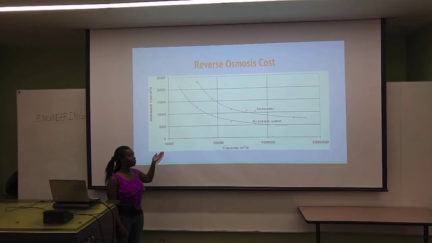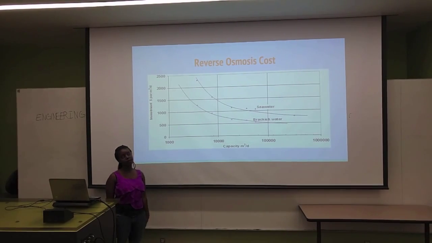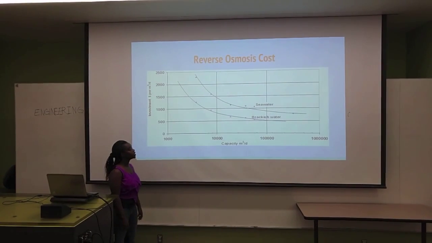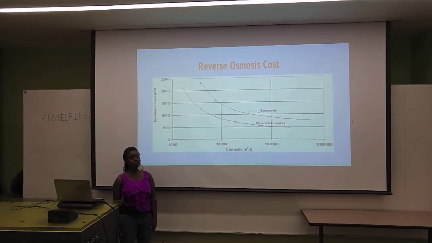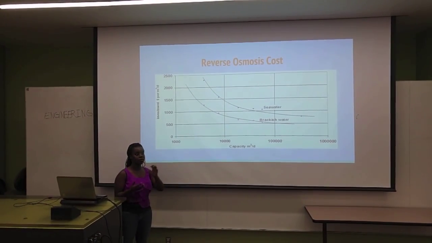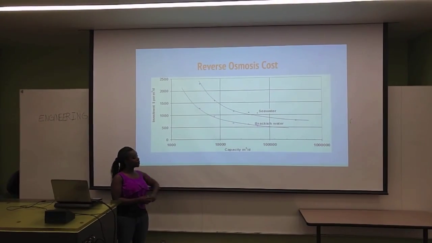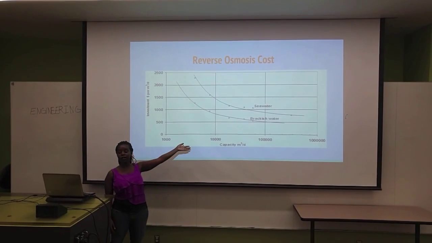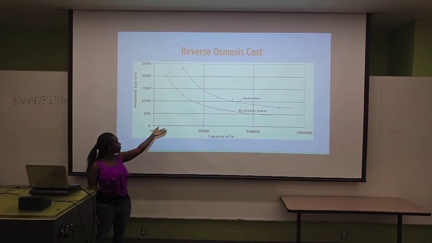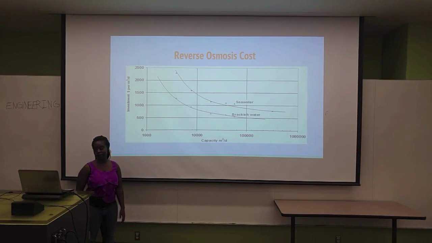Here we have a chart of reverse osmosis and the cost between brackish water and seawater. As you can see, seawater costs a little more than brackish water because it has a lot more salt content in it, and it will take a little more to take out most of that salt content. But it also shows that with more capacity, the cost still goes down for both seawater and brackish water.